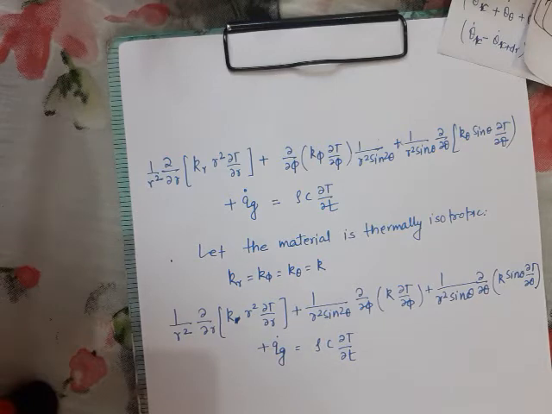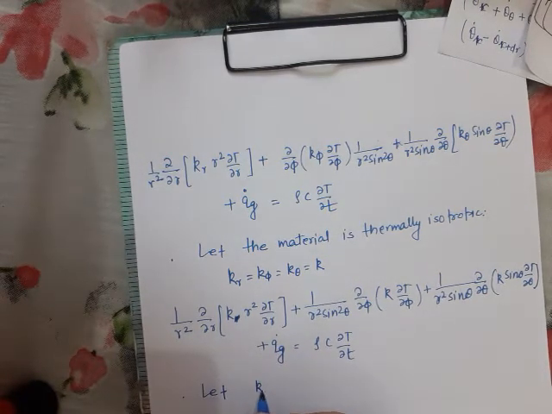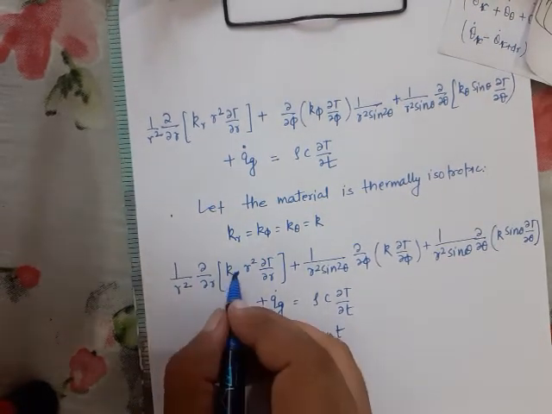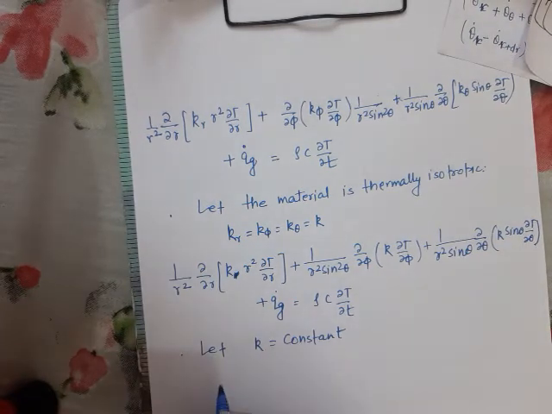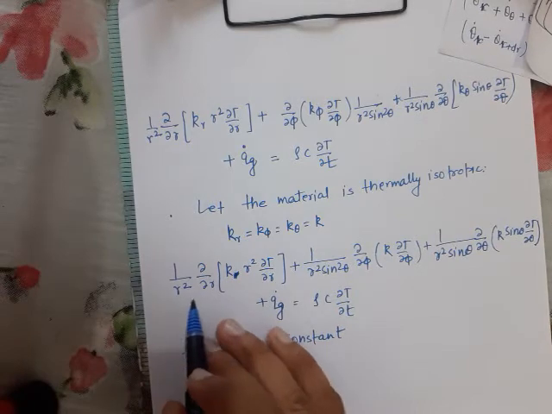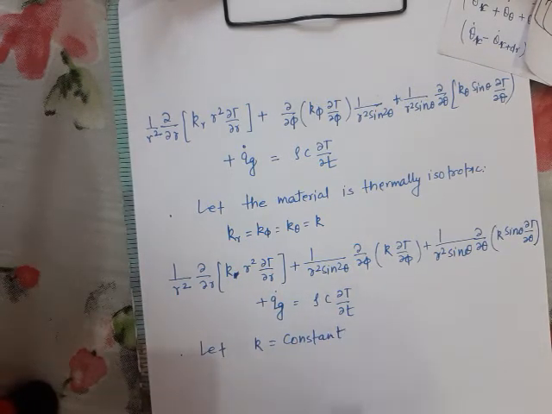Now let k be constant. Another approximation, let k equal a constant. It is not a function of space, or of temperature, so that k can be taken out of the differentiation. And when k is taken out, we will divide the whole equation by k as well.